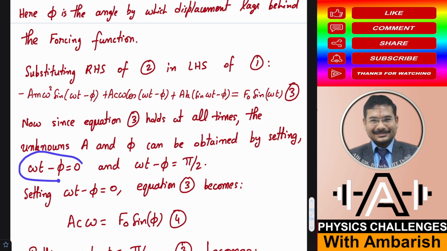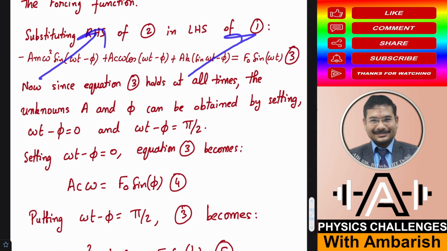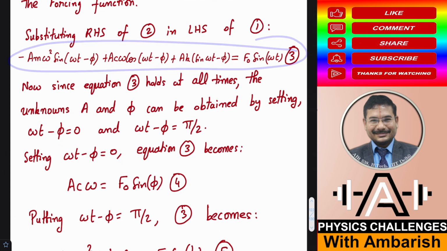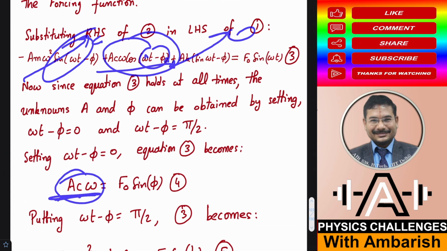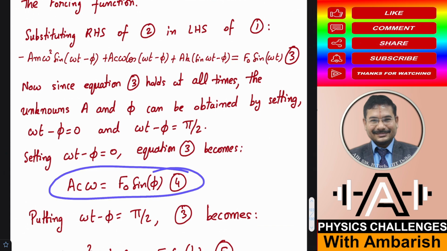Now why is this going to work? See, if I choose ωt − φ equal to 0, then the sin(ωt − φ) terms will become 0. And of course then if ωt − φ is 0, then ωt becomes φ. So the right hand side will become F0 sin φ, and these two terms will vanish. So what do I get if I put ωt − φ equal to 0 in equation 3? This sin term goes to 0, you are left with Acω, and cos 0 becomes 1. So Acω is the LHS, and the right hand side becomes simply F0 sin φ. Why? Because ωt becomes φ if ωt − φ is 0. So this is one equation in A and φ.